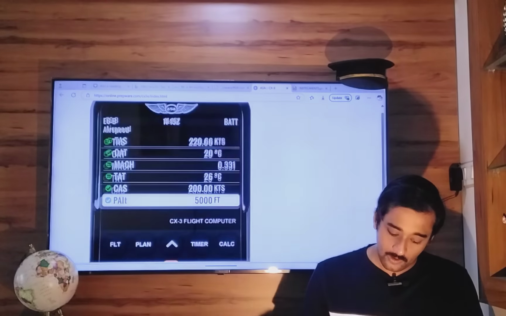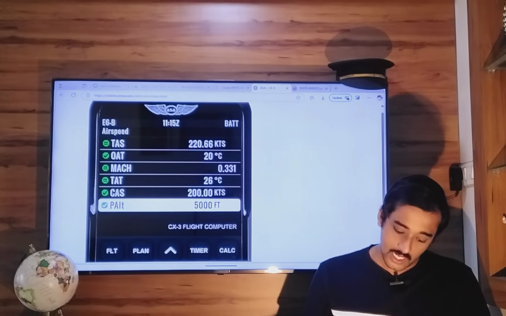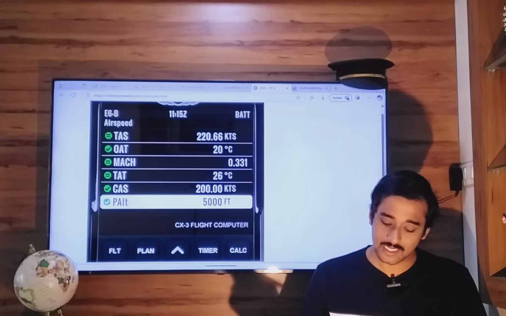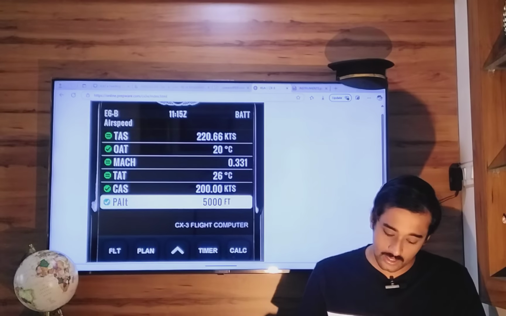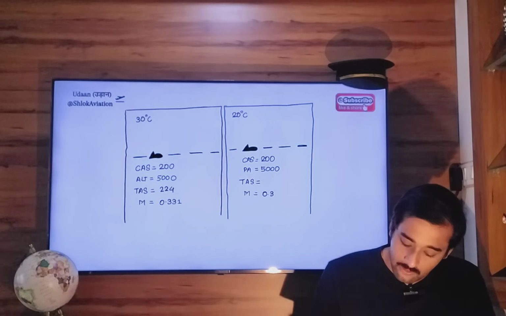So pressure altitude 5,000 feet, speed 200, outside temperature 20 degrees Celsius. So TAS is 220.66, approximately 221. Mach number is 0.331 and TAS is 221.